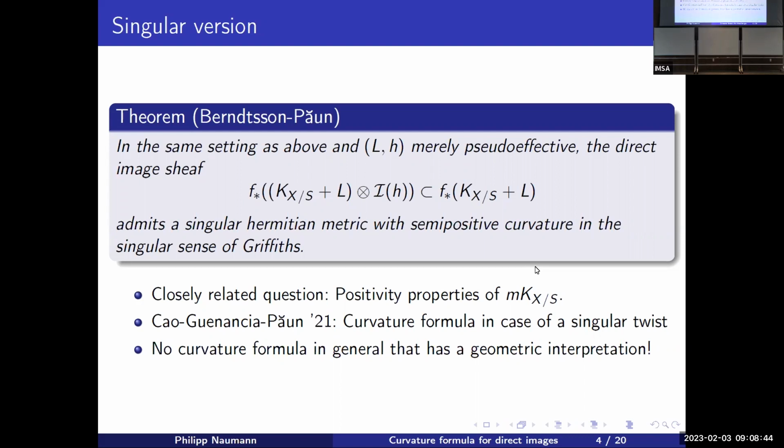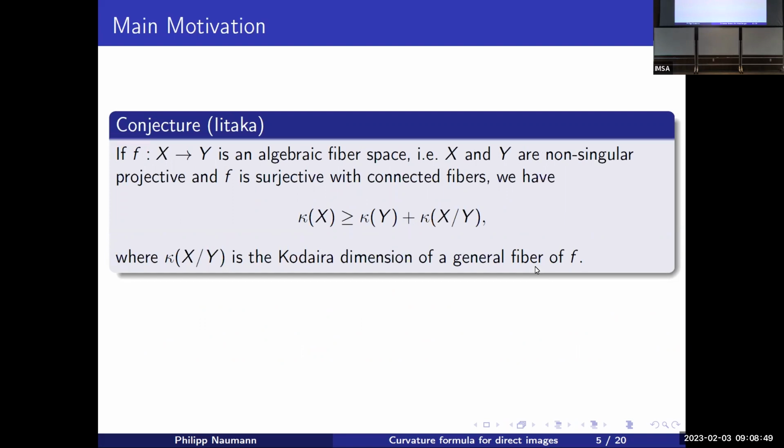The main motivation why we study this is the so-called Iitaka conjecture from the MMP, from birational geometry, which says: if you have an algebraic fiber space in the projective category, just a surjective map with connected fibers between projective varieties, say maybe in a simpler case between smooth projective varieties, then we have this sub-additivity property of Kodaira dimension. Kodaira dimension is just a measure for the growth of the space of pluricanonical sections.